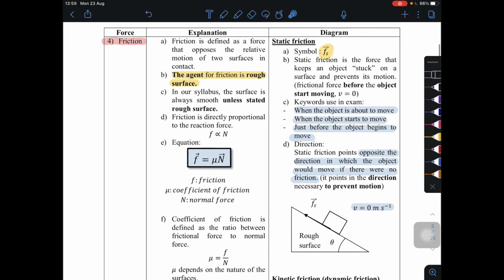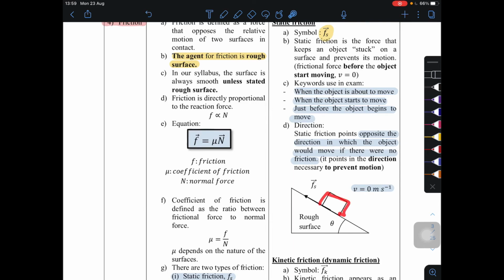Okay, and then next one, when the object starts to move. Okay, ni adalah keyword lah. About to move, starts to move, just before the object begins to move. Okay, ni adalah the keyword for us to identify whether the friction is static or kinetic. Okay, so the direction for the friction force here is opposite direction in which the object would move if there were no friction. Okay, apa maksudnya dekat sini?